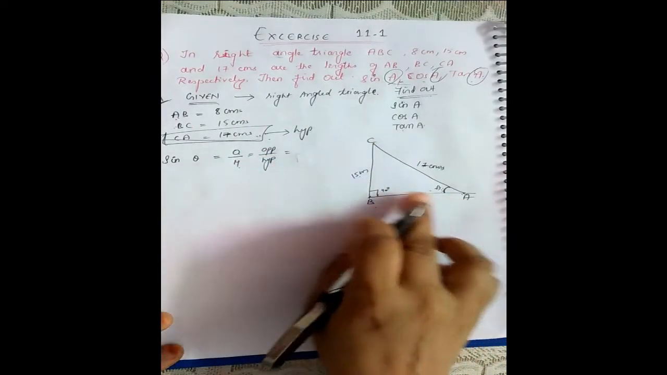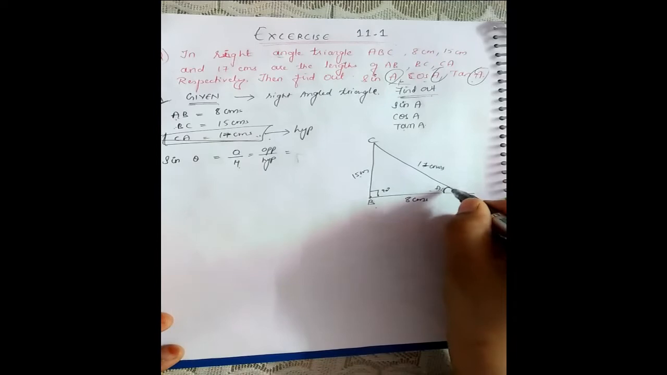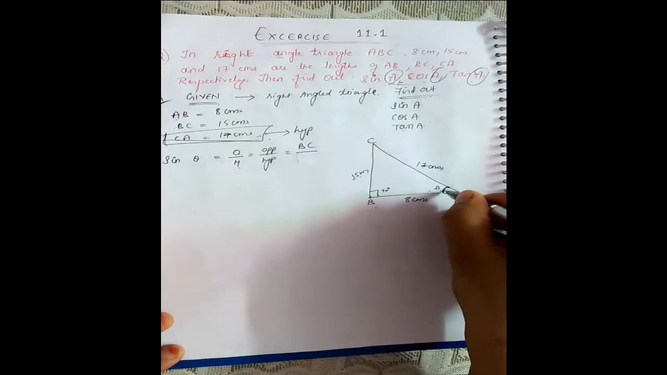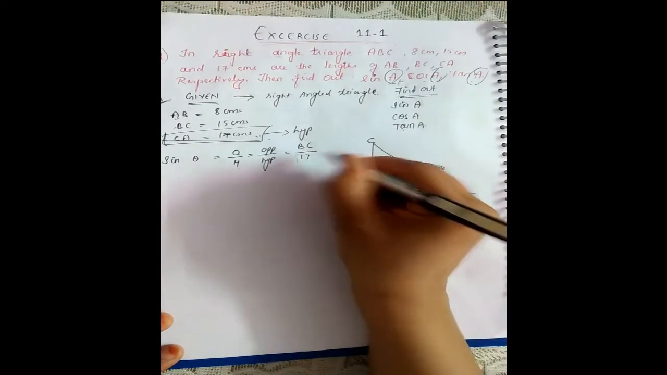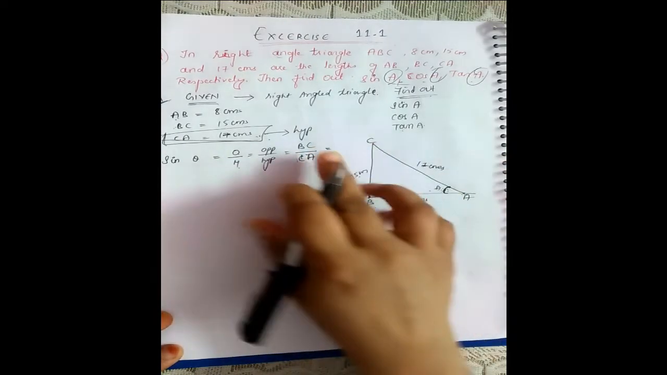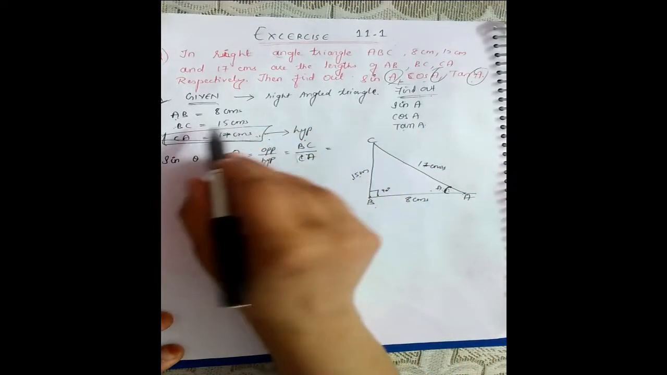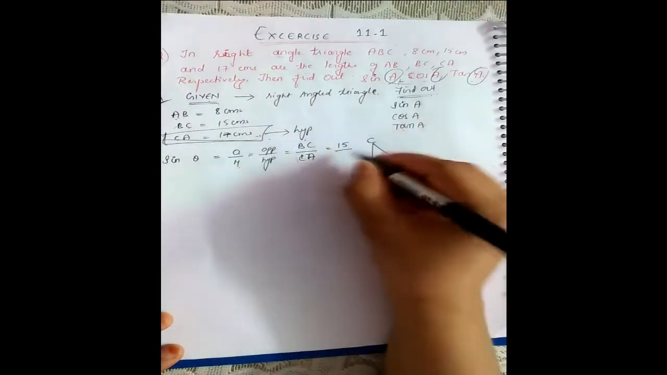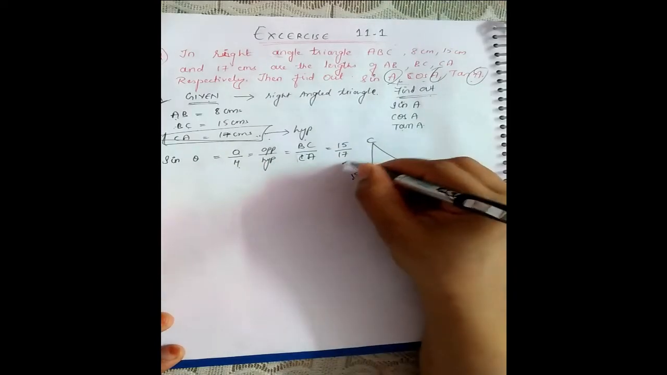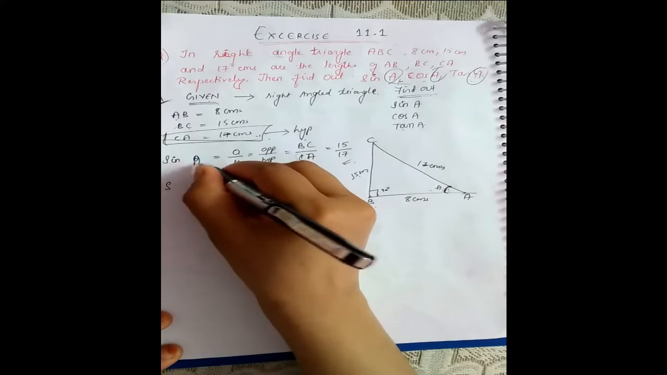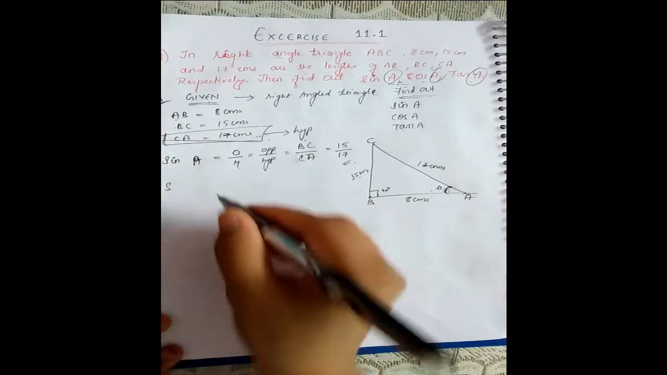So what is the opposite side? For angle A, what is the opposite side? It is BC. For angle A, what is the hypotenuse? It is CA, or AC, whatever. Now already we have been given the things. What are the given things? BC is 15 centimeters and AC is 17 centimeters. That's the answer. Similarly, if it is given as A in the question, we'll take it as A. There's no harm in that.